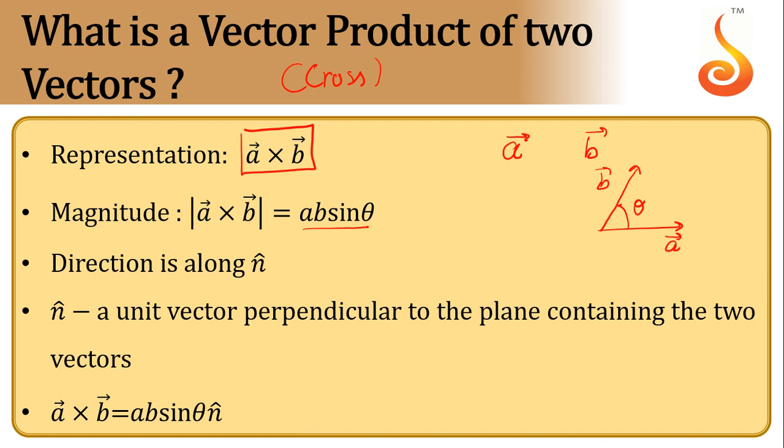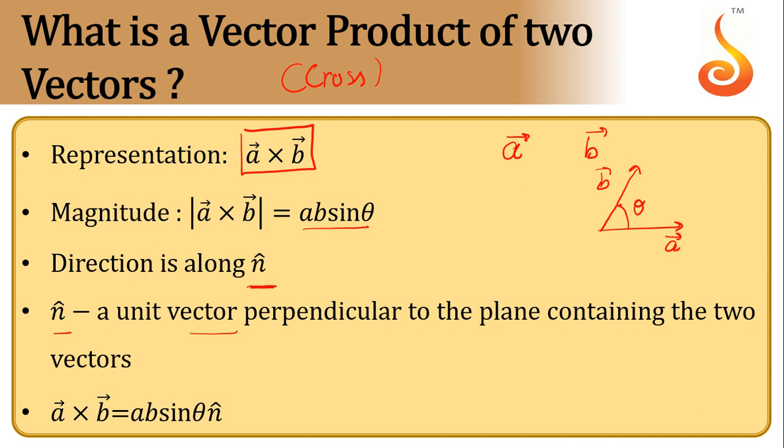Remember, the vector product, as the title suggests, is a vector. It is not a scalar. So this must have some magnitude. The magnitude of this vector is AB sine theta. And the direction is given by n cap, where n cap is a unit vector perpendicular to the plane containing the two vectors. It's very important to notice that.